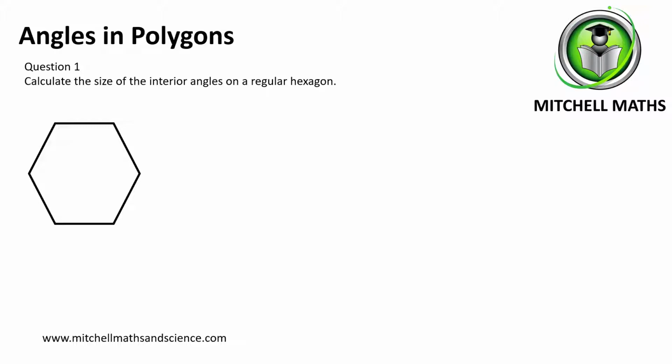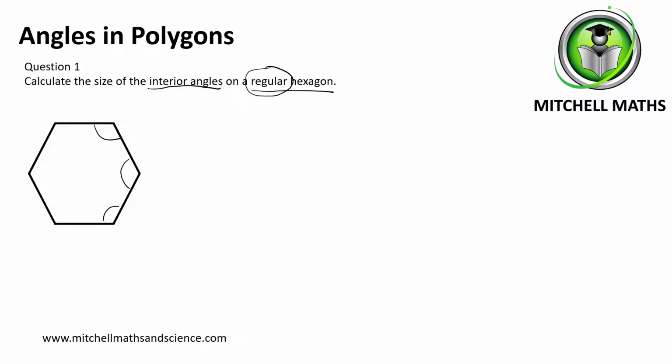Right, so what an interior angle means is the angles on the inside of the shape. So the interior angles are these angles here. And when it says a regular hexagon, what regular means is that all sides are the same length. And if all sides are the same length, that also means that all the angles are the same size too.